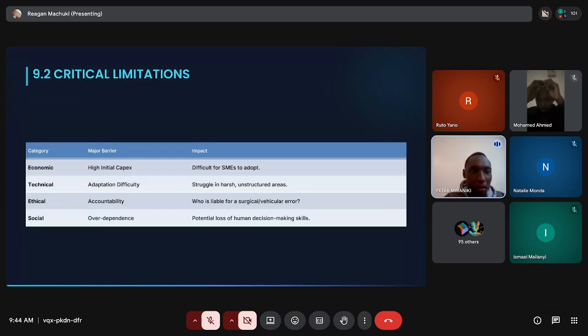Okay. So the challenges are subdivided into four categories: economic, technical, ethical, and social. In economic, we have high initial capex, where the impact is that it is difficult for SMEs to adopt. In technical, we have application difficulty, where robots struggle in harsh and unstructured areas. And in technical challenges as well, we have unstructured environments.